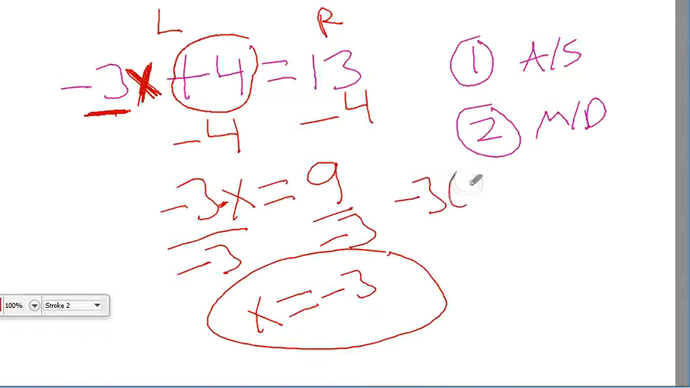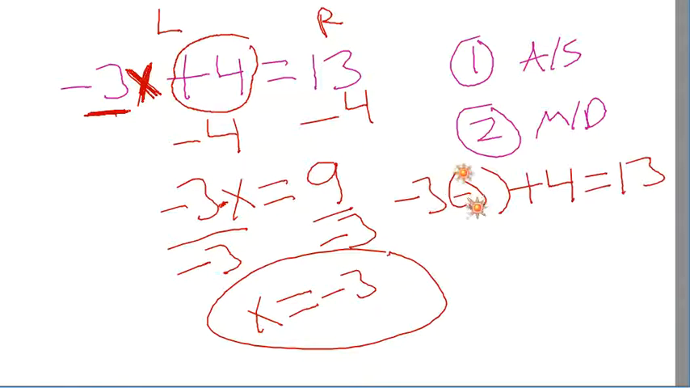If we plug negative 3 into our original equation, we can see that negative 3 times negative 3 is 9. 9 plus 4 is 13. Okay, x equals negative 3 does make our solution true.